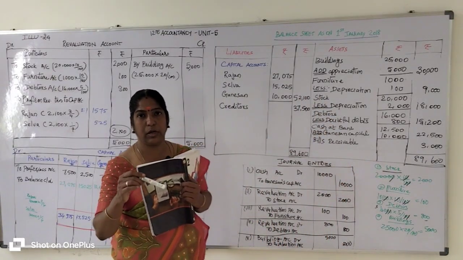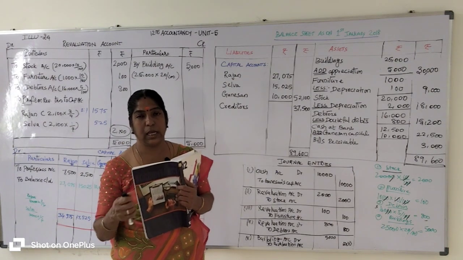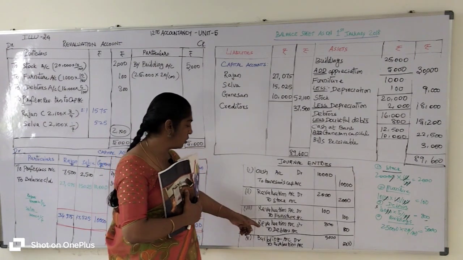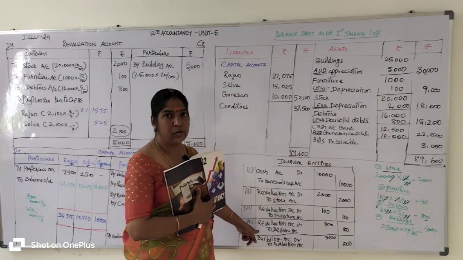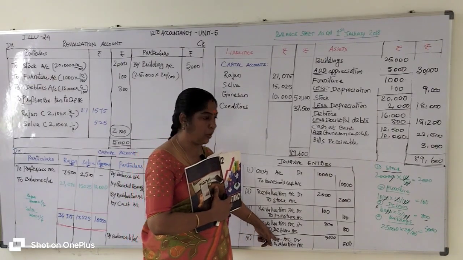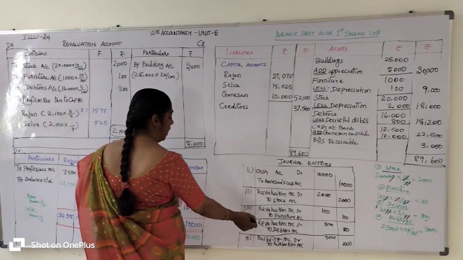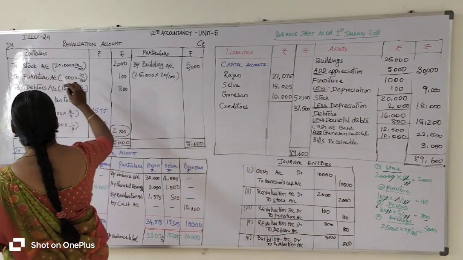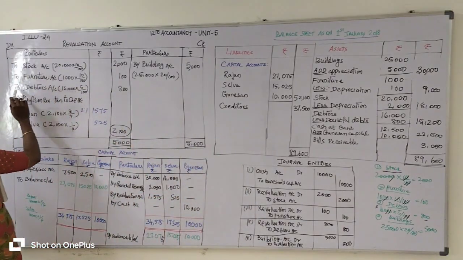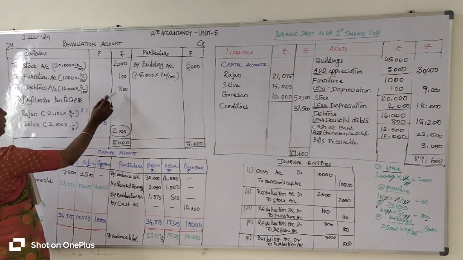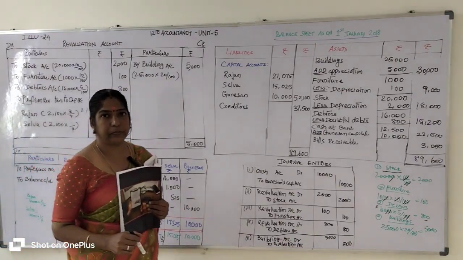If the debtors account reduces, the asset account also reduces. If the asset account reduces, the revaluation account is to be debited. So revaluation account debit to debtors account 800 rupees, right? So where is the revaluation account? Which side? It is on the debit side. So you go to the debit side of the revaluation account and write to debtors account 800 rupees.